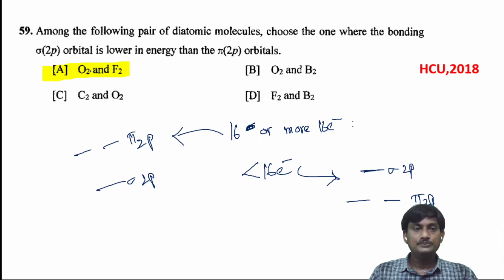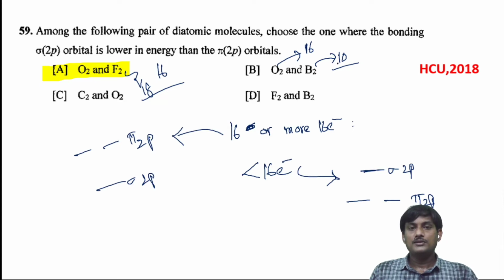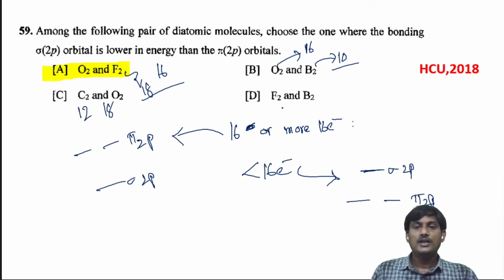Here, O2 has 16 electrons and F2 has 18 electrons. In both cases, the energy of the sigma 2p orbital is lower than pi 2p. Suppose you take this one with 16 electrons but this one with 10 electrons. In this case, pi 2p has less energy. And C2 is for 12 electrons, this one 18 electrons, and here 16.